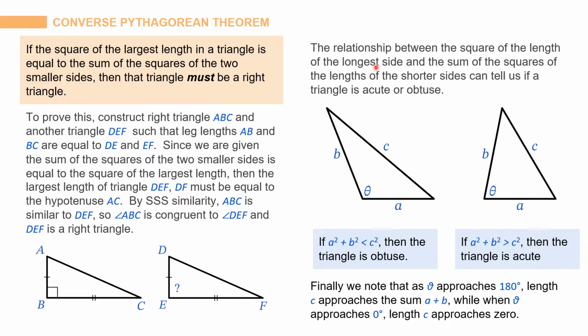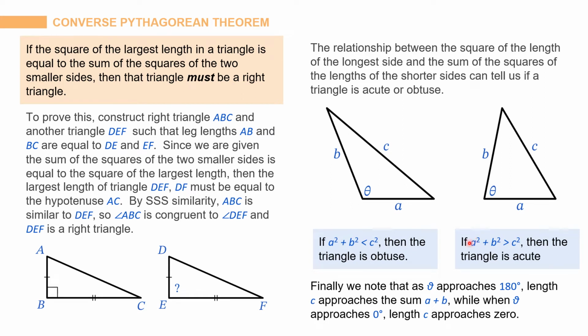The relationship between the square of the length of the longest side and the sum of the squares of the lengths of the shorter sides can tell us if a triangle is acute, in other words, its largest angle is less than 90 degrees, or obtuse, its largest angle is greater than 90 degrees. If the longest side is c, and a squared plus b squared is less than c squared, then the triangle is obtuse, as illustrated here. Angle theta is greater than 90 degrees.